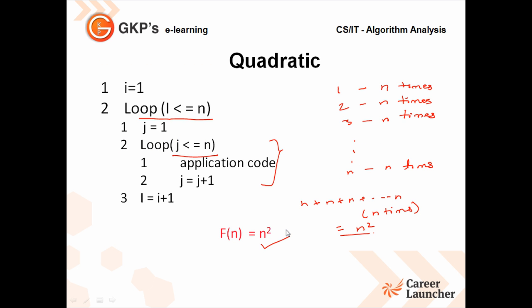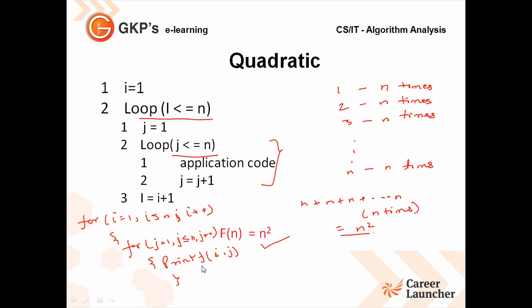Say for example, we have a for loop here, for i equal to 1, i less than or equal to n, i plus plus, and another loop here for j equal to 1, j less than or equal to n, j plus plus, and here printf i, comma j. So what is the running time of this? This is our inner loop, this is the outer loop. The inner for loop is running n time, and the outer loop is also running n time. So its total running time f(n) is equal to n square.